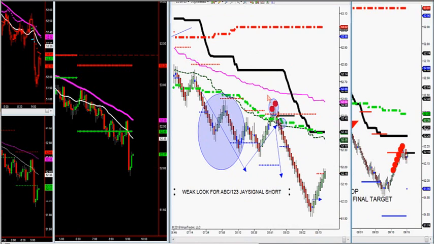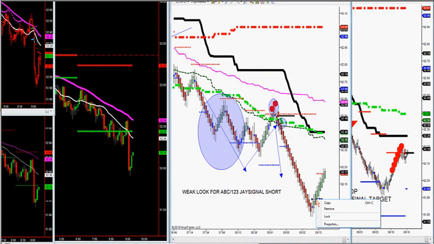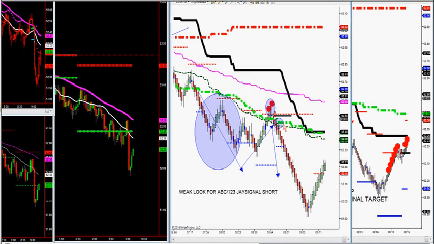Okay, we have market profile that works on your own Ninja charts. The red is the high value area. The green is the low value area. What also works with JaySignal are these moving averages, which are used for trend as our trend filter.